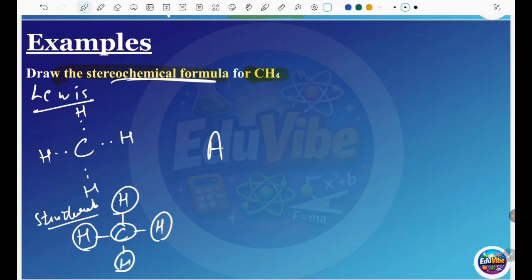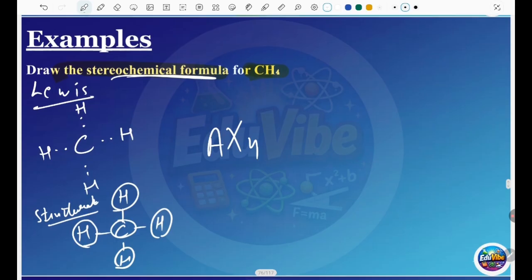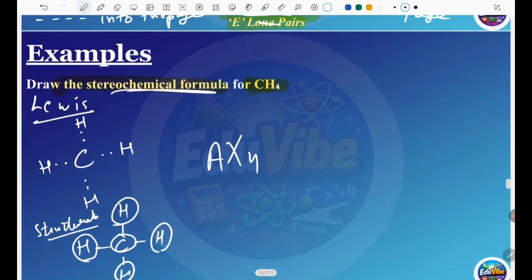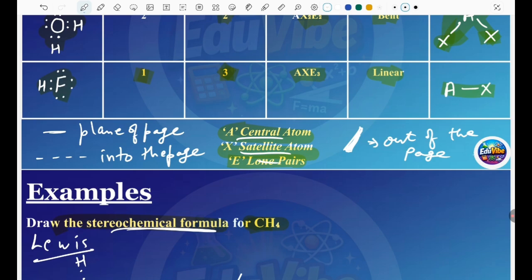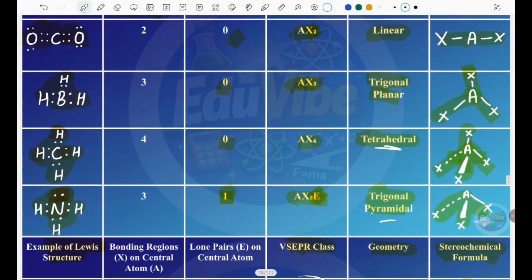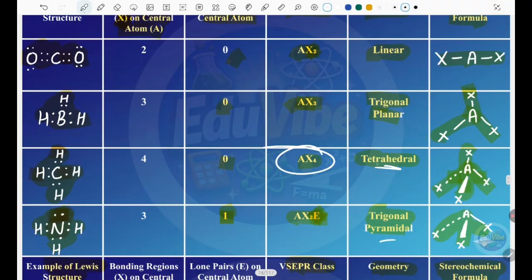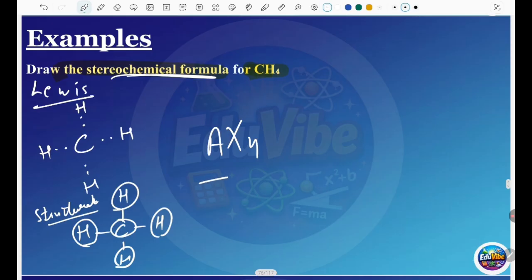So we have 1, 2, 3, 4, four satellite atoms, which is H4. So you can make AH4, if you have not learned this by now. You have to learn this, but if not, I will tell you that AS4 is a tetrahedral diagram like this. So the shape we have to know is tetrahedral.